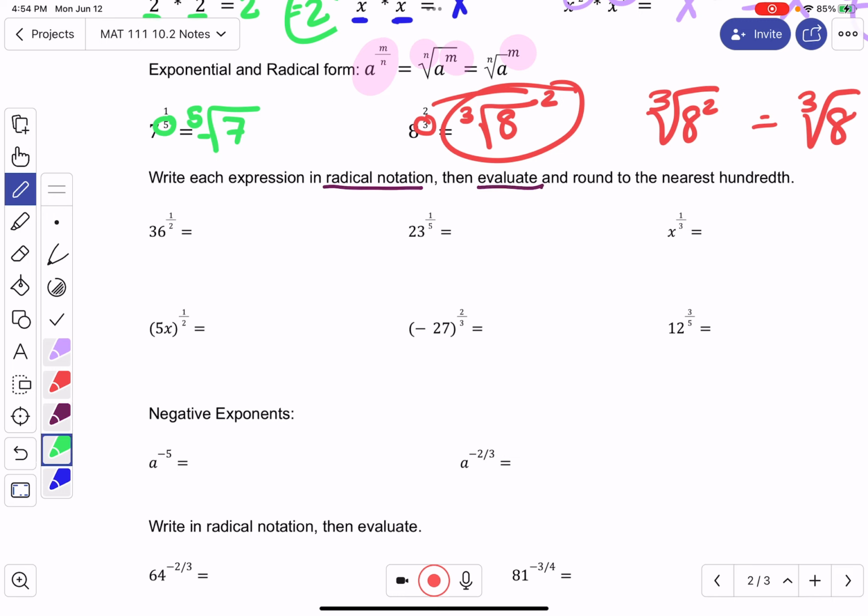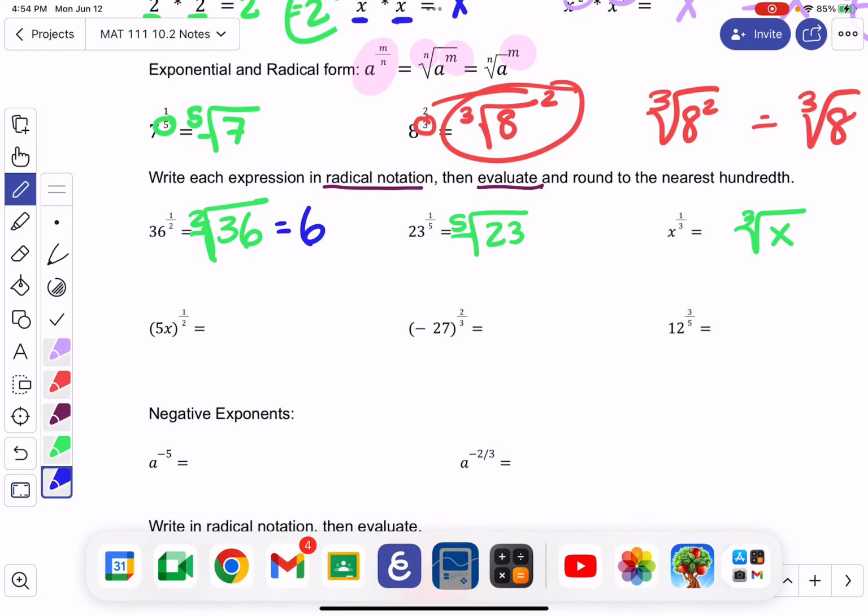So let's look at this one. 36 would be our base. Denominator here, exponent 1. The next one, 23 is our base. Denominator here, exponent 1. Last one, x is our base. Denominator's 3, exponent 1. Now, if I were to do this, the square root of 36 is 6. The square root of 23, I don't know.